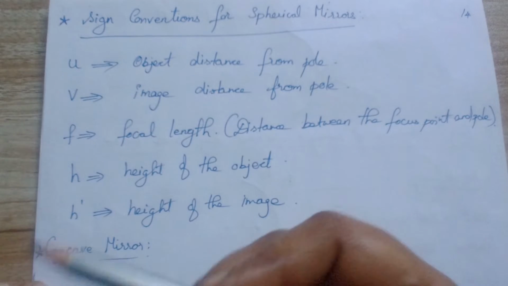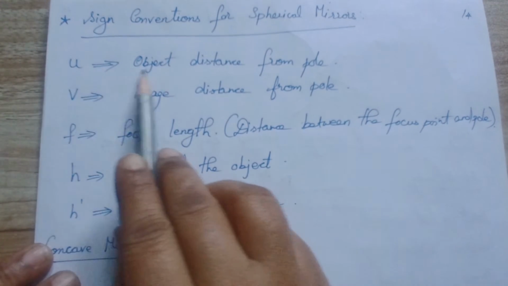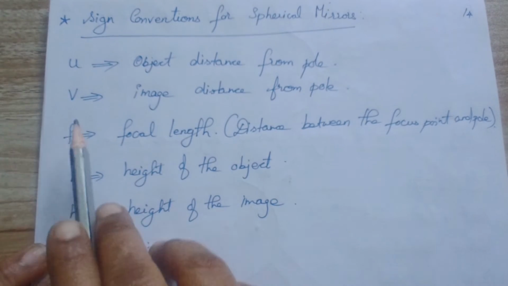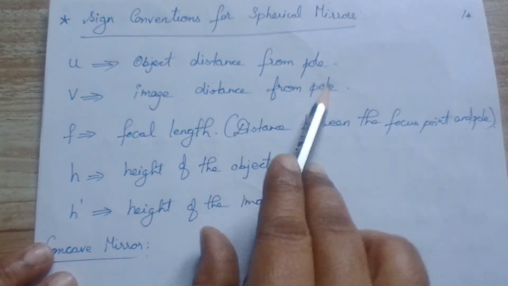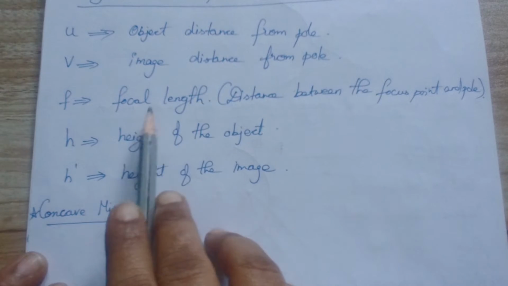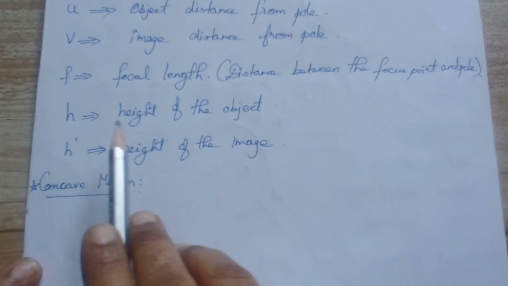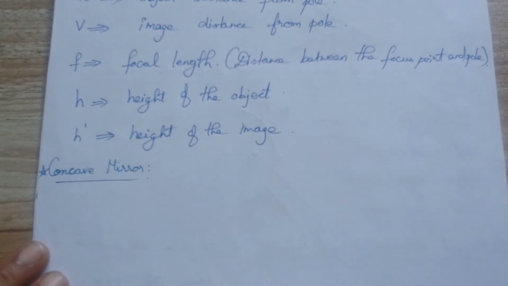What are the symbols? Okay, u is the object distance from the pole. We are going to take v as the image distance from the pole. f is your focal length. What is the focal length? The distance between the focus point and the pole. h is the height of the object, and h dash is the height of the image.